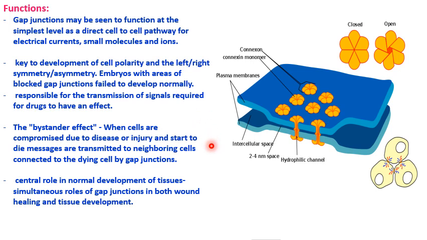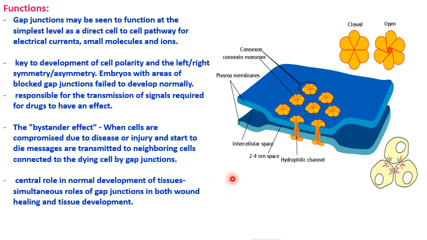They also have the bystander effect on the adjacent cells. For example, a cell is injured or is infected. Because of this connection, the adjacent cell also will get infected. That's how the infection also spreads to a distant place. Another important thing is, as it spreads the infection, it also heals the wound and has a prime role in tissue development.